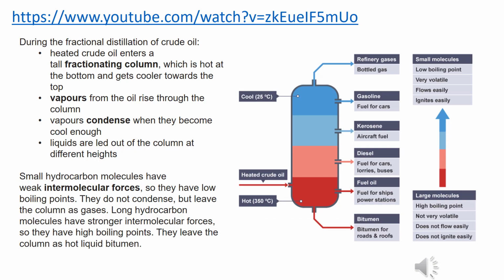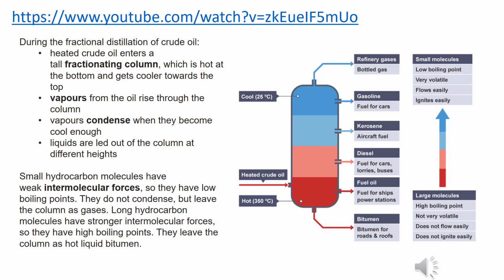Right, on this slide, I'm going to explain how fractional distillation can be used on crude oil. I've also attached a YouTube link where you can look up a demo on fractional distillation. During the fractional distillation of crude oil, heated crude oil enters a tall fractionating column, which is hot at the bottom and gets cooler towards the top. Vapors from the oil rise through the column and condense when they become cool enough. Liquids are let out of the column at different heights.